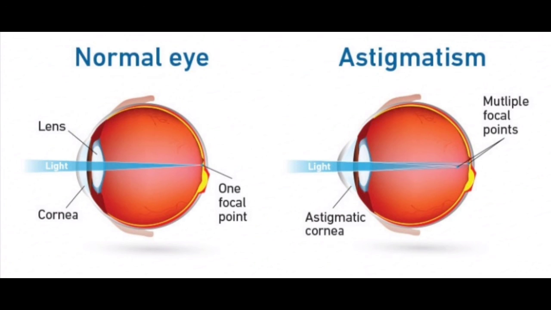How do we correct this disorder? By using a cylindrical lens, we correct astigmatism. These are the three defects of vision. I hope you all understand today's class, the structure of the human eye and the defects of the human eye.